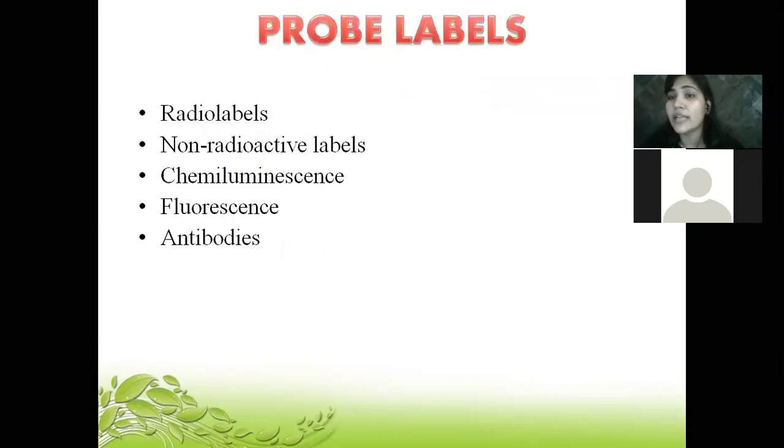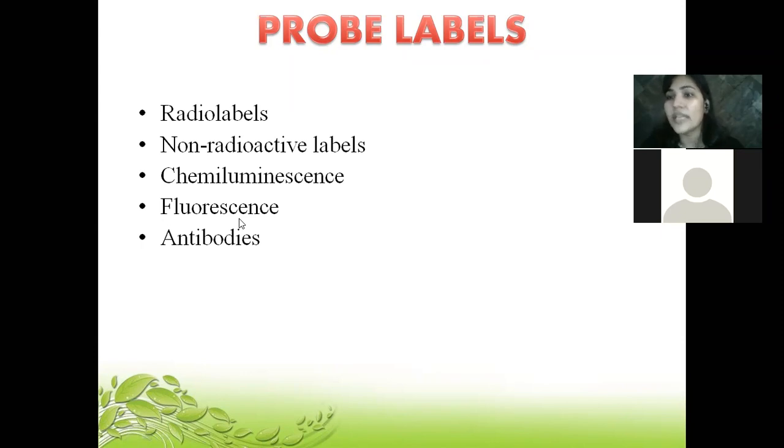But how exactly do you label the probes? That is also the most important part. So you have probes that are labeled either by radio label, meaning by radioactivity, non-radioactive labels, then chemiluminescence labels, then you have fluorescence, and then you have antibodies.